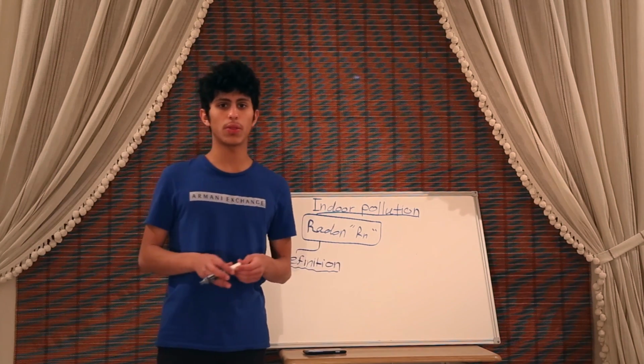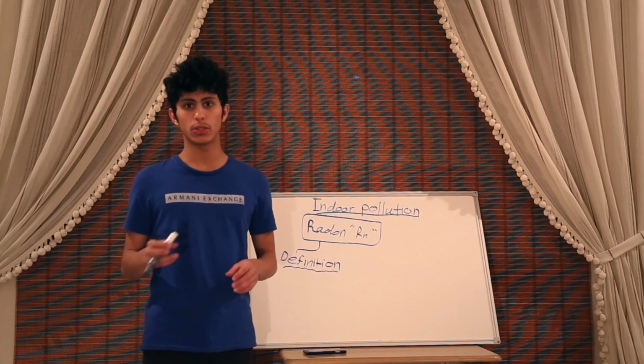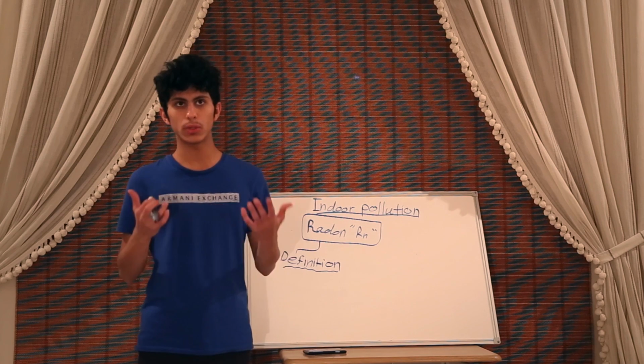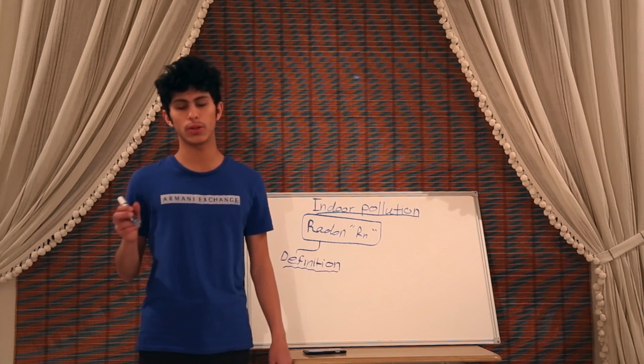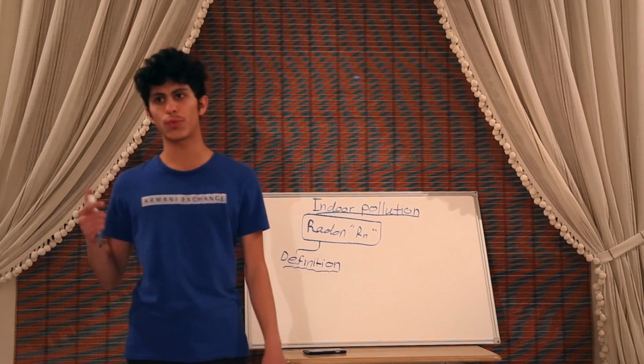Okay. What's radon? Radon is a chemical element with symbol Rn and atomic number 86. It's slightly soluble in water and it's stable. The most dangerous isotope is radon 222 because it has the longest half-life of 3.8 days.